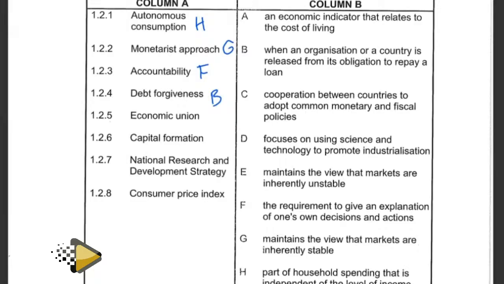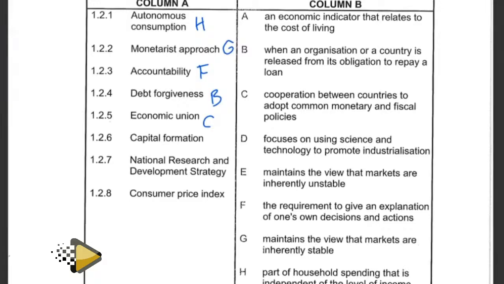The next question is 1.2.5, which reads as follows: economic union. When we talk of the economic union, we refer to cooperation between countries so as to adopt common monetary and fiscal policies. If you check the list of characteristics given, the appropriate answer is going to be C. Okay, grade 12, let's move on to the next question.